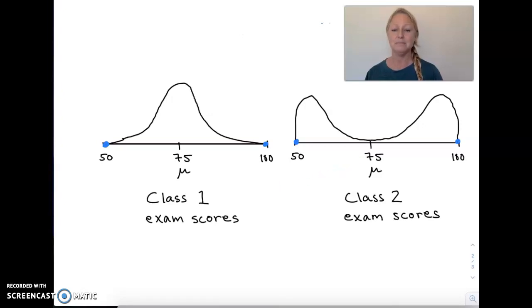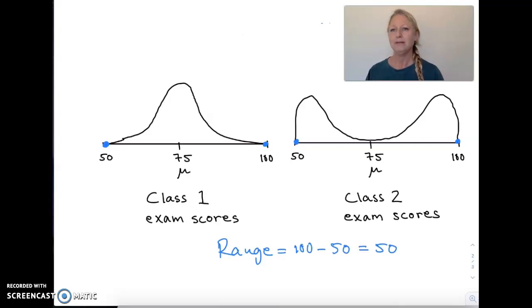And so again, mean is not enough. If we looked at just the range right now, it would actually be the same for each. They both have a maximum value of 100 and a minimum value of 50. So the range would be 50 for both. But again, that's not enough information because we can see that they look very, very different.